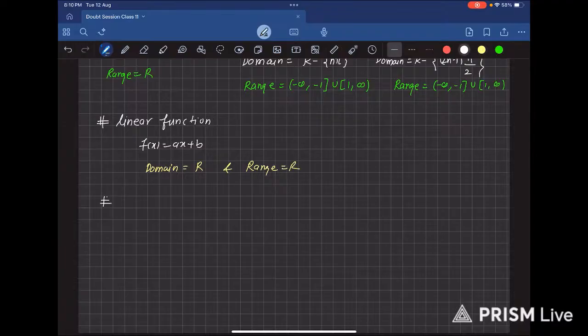Next is rational. Rational is important students, because you may see a question from here in the exam. A rational function is basically, I already told you, f of x is equal to p of x upon r of x. So what will the domain be? For the domain you have to check that r of x will not be equal to 0.